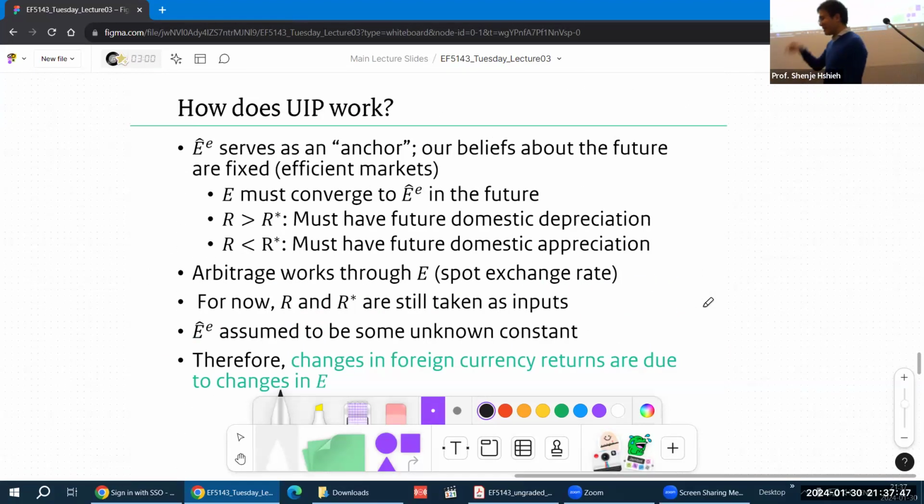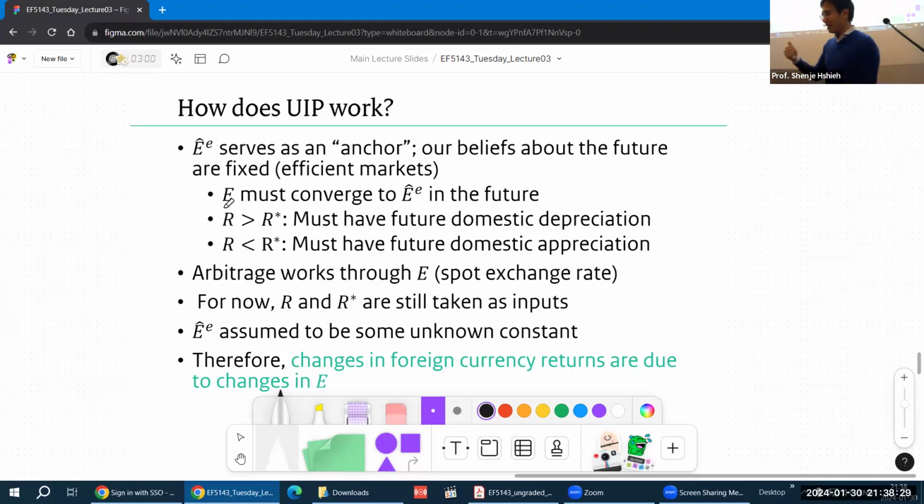So far in this lecture, we didn't change E hat E specifically. I didn't tell you how it changed, right? For now, just assume that E hat E is an anchor. With that in mind, we can now just use this model to predict how E should move, given changes in our other parameters, R and R star specifically, right? So given that E hat E serves as an anchor, our beliefs of the future are fixed. And given that anchor, we know that E must move in the direction towards E hat E, okay?